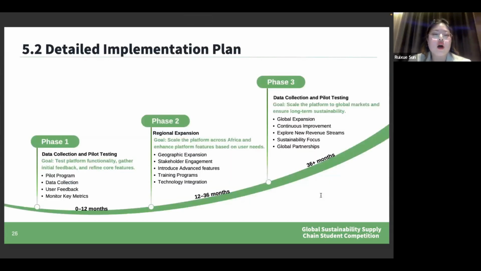Then we think about our implementation plan. It will proceed through 3 phases. First, we can have an initial pilot to test the functionality and gather some data. Then we can have a regional expansion to scale operations across Africa. And finally, we can have a global rollout to ensure long-term sustainability and explore new revenue streams.